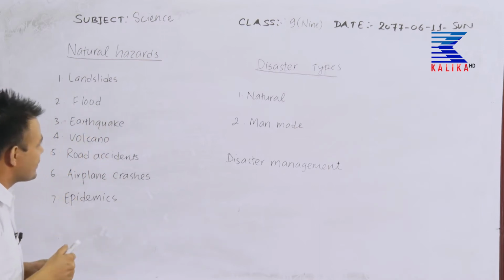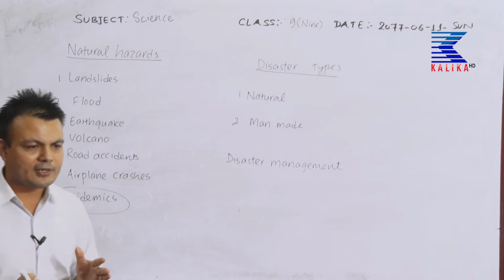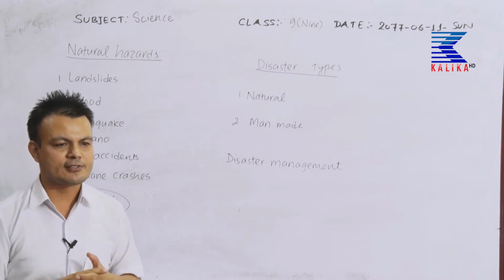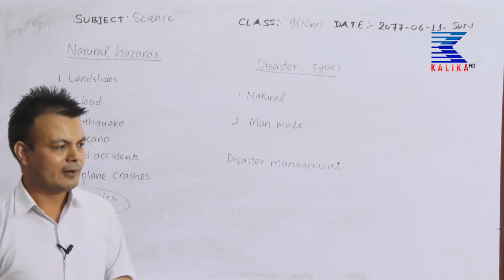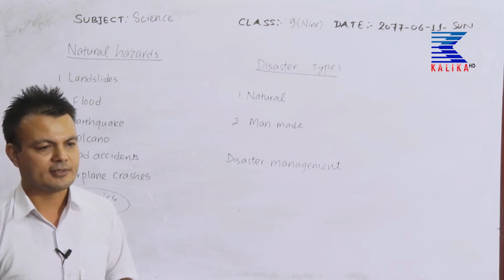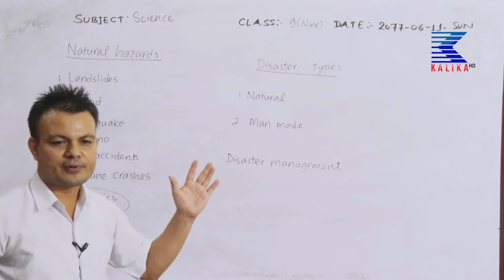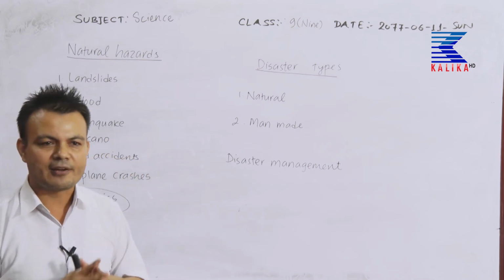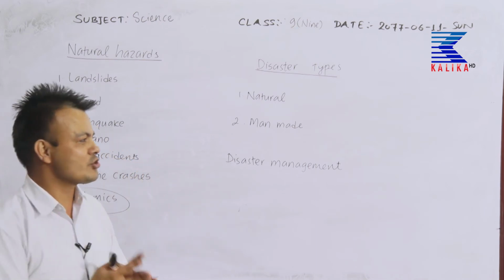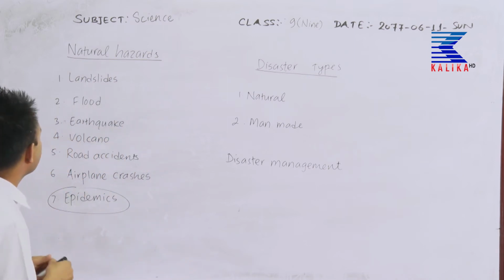So epidemics, probably it is new to you, epidemics. Epidemics means outbreak of some infectious disease such as cholera, typhoid, or even coronavirus disease, COVID-19. These are some examples of the epidemics. Sudden outbreak of the disease that causes the emergency and may cause the death of a lot of people and may take lives and may cause the destruction of properties. So the epidemics is also an example of hazard.